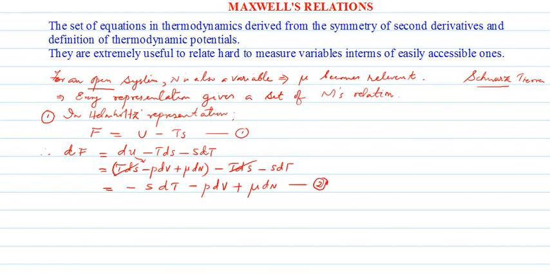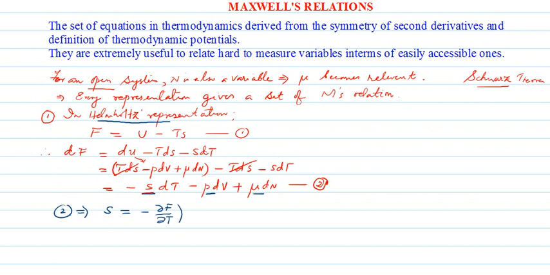Now from this one, you can define three quantities. I can define the quantity S, the quantity P, and the quantity mu by using this equation in terms of the free energy. That's why it's known as the Helmholtz representation. So from equation number 2, I can write S is equal to minus dou F by dou T.